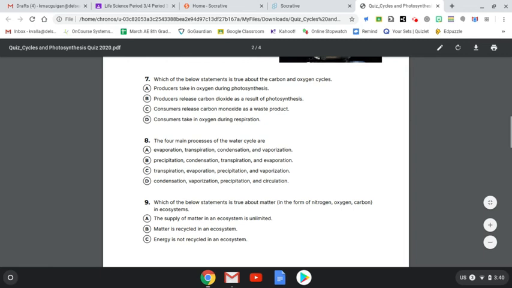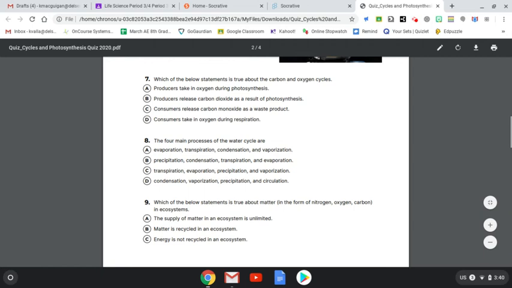Number seven, which of the below statements is true about the carbon and oxygen cycles? Is it A, producers take in oxygen during photosynthesis? B, producers release carbon dioxide as a result of photosynthesis? C, consumers release carbon monoxide as a waste product? Or D, consumers take in oxygen during respiration?